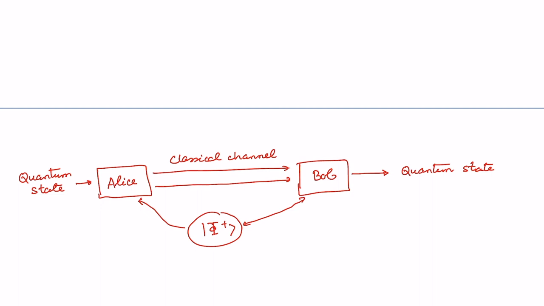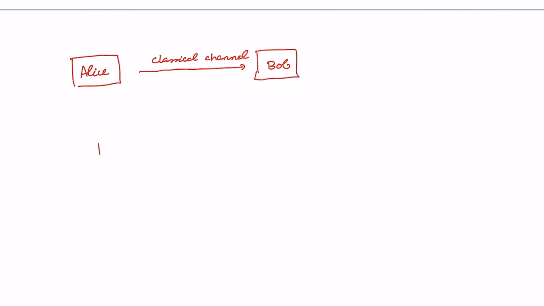Let me now discuss this teleportation protocol in some detail. Say Alice has a quantum state or a qubit whose state she does not know, and she wants to transfer this quantum state to Bob, and she does that by using a classical channel. For illustration purposes, let us say Alice has this particular state, ket psi equals a ket 0 plus b ket 1. This state belongs to Alice initially, and Alice wants to send information about it to Bob so that Bob can reproduce this state in his lab. And Alice and Bob share the entangled state phi plus at the beginning.